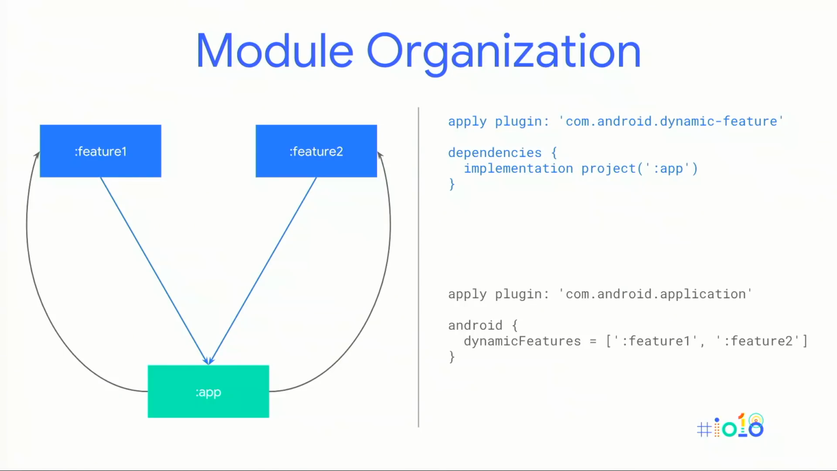So we can see here the two dynamic features in blue apply the plugin dynamic feature, and have a dependency on the project app, which is your base one. Now the base one also has to refer to those dynamic features. It needs to list them because of the way we build the bundle, I'll show you later. It's a little bit complicated, it's unusual. But you need to list those dynamic features, and it's just a list of strings which are the Gradle paths of all of your dynamic features.